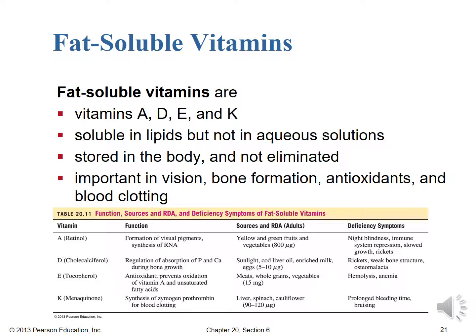They are important in aspects like vision, bone formation, vitamin E is an antioxidant, and you've also got blood clotting function. So they're very important, just like the B vitamins, but they are more dangerous in terms of potential for overdose because they do get stored in the body. And so we see here table 20.11 gives us some function, sources, recommended daily allowance, and deficiency syndromes, but we'll be looking at these just like the water solubles one by one.